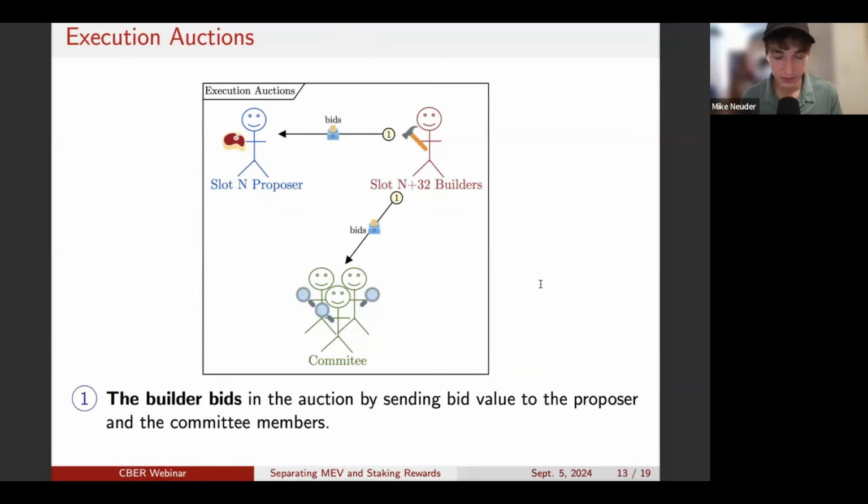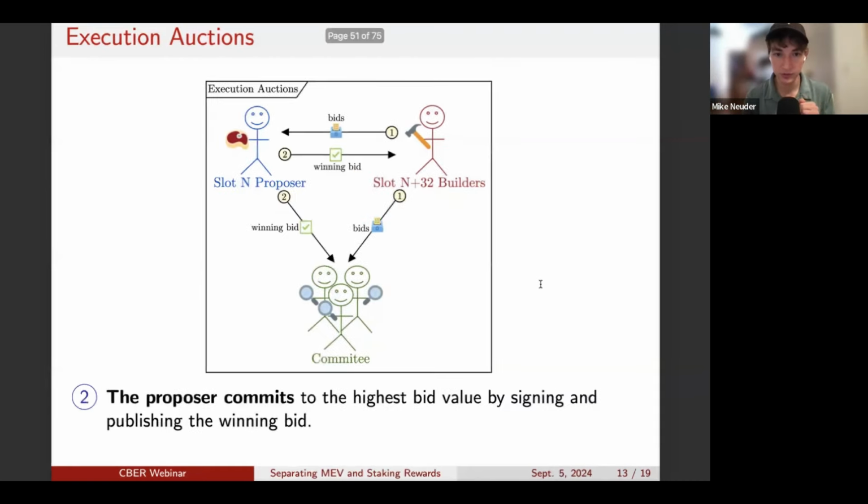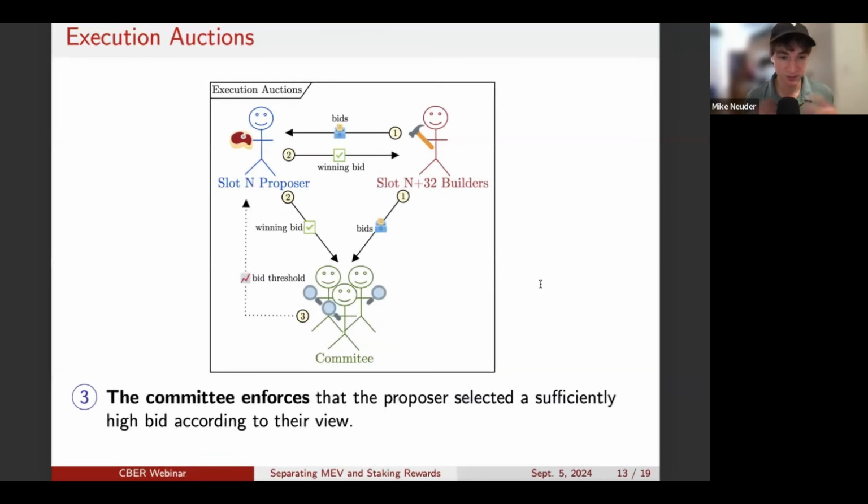So, right, very similar flow to what we had before. We have bids going from the builders to the committee and to the proposer. The proposer signs this winning bid. Again, this is this commit-reveal thing. In some sense, there's not actually a reveal here until 32 slots later, though. And that's one key component. And then the third bit is this bid thresholding.